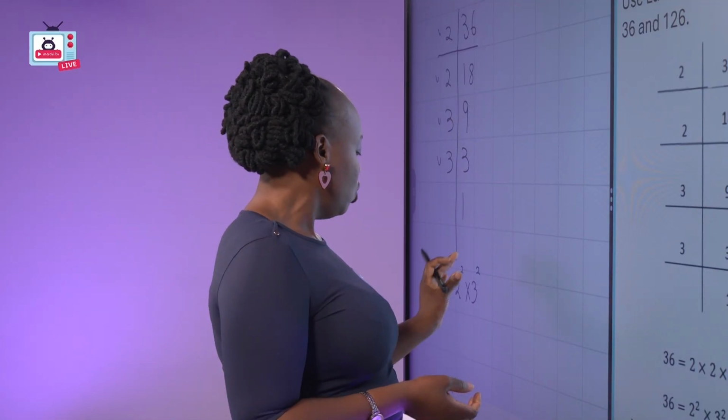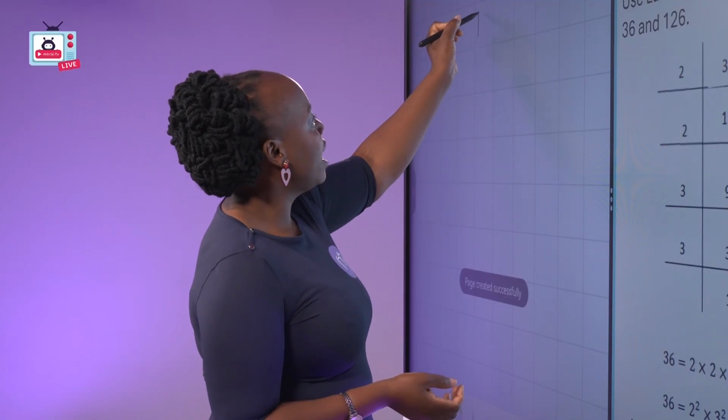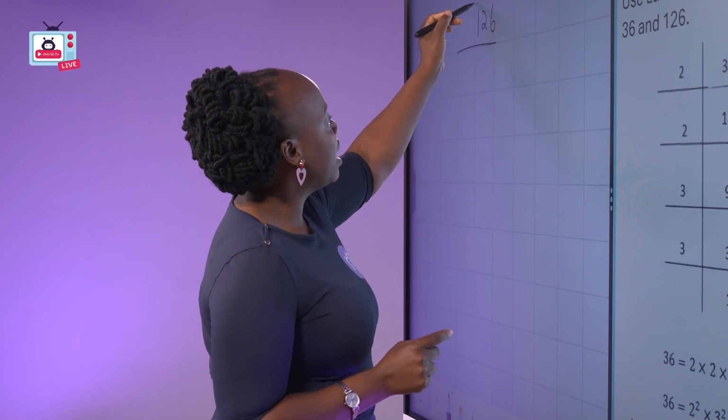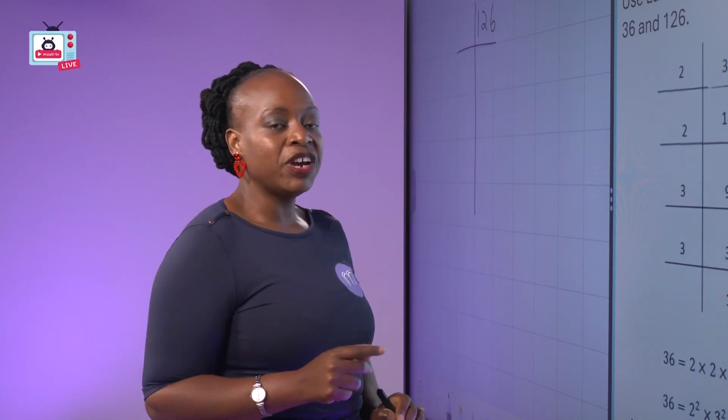So let's quickly do the one for 126. Right, so 126 as well, you do the same. Start with the first one, which is 2. The first prime number. Your first prime number is 2.